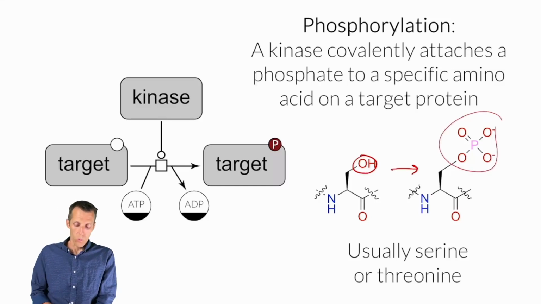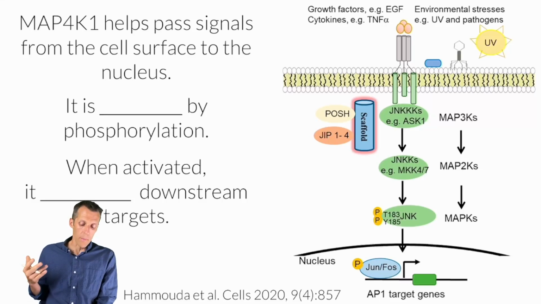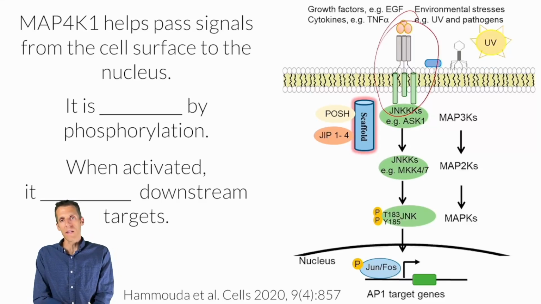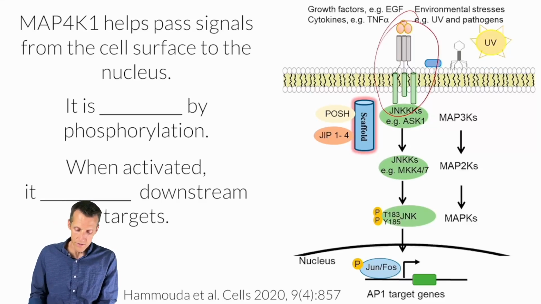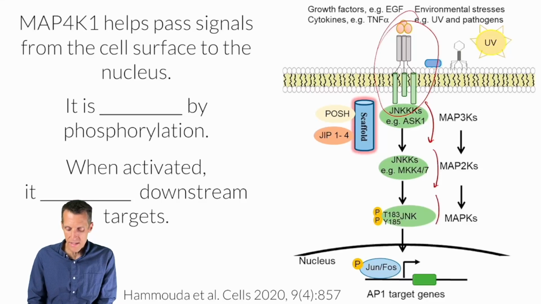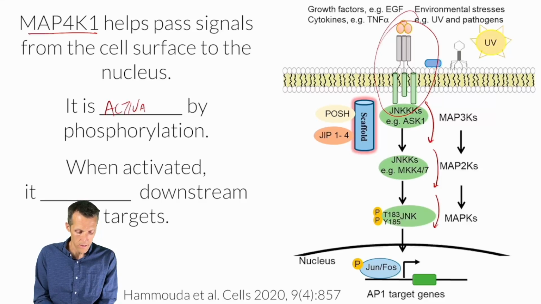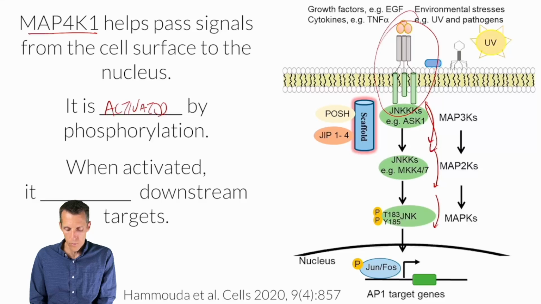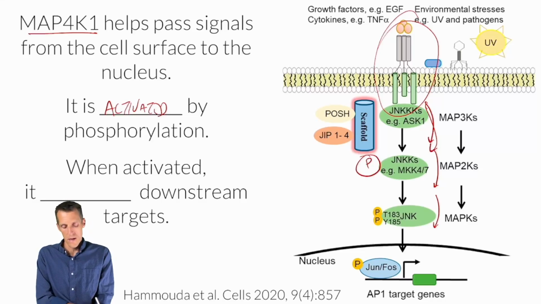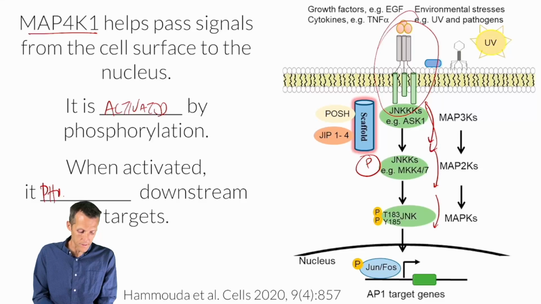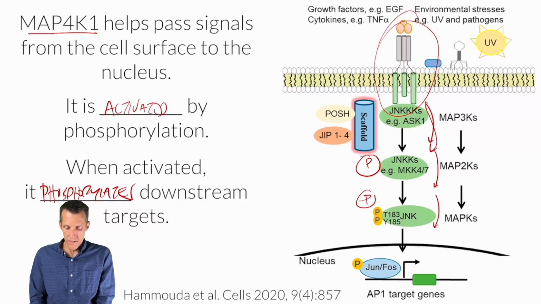Okay. Phosphorylation. What does that do? Well, let me show a real example of this. I'm going to talk about the enzyme MAP4K1, and it helps pass signals from the cell surface to the nucleus. There's a class of receptors that bind things, just like GPCRs, although these are not GPCRs, they're a different class of receptors. And then it passes information down using these MAPK enzymes. MAP4K1 is activated by phosphorylation. So it gets a phosphate stuck onto it. And then when it's activated, it phosphorylates downstream targets. So it starts attaching phosphates to things downstream of it.